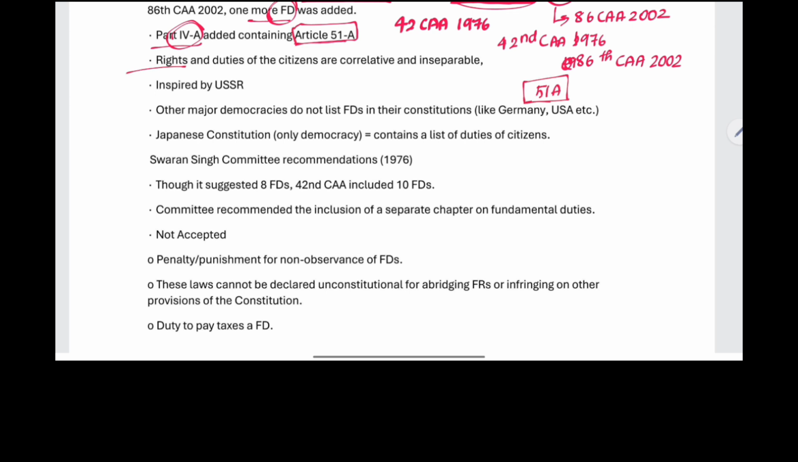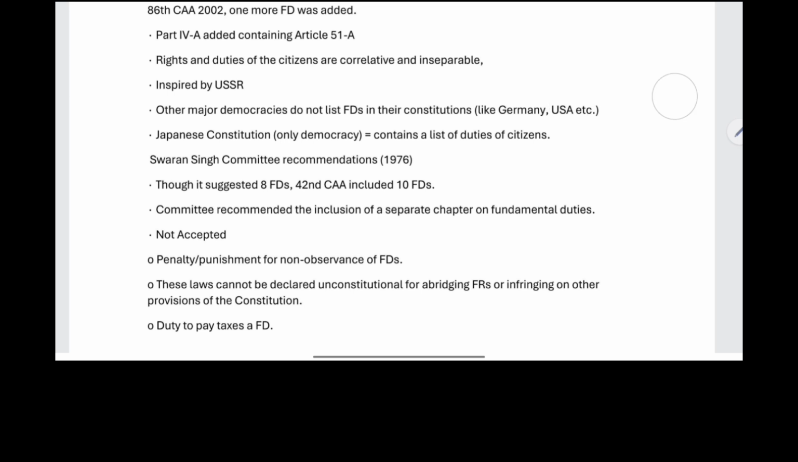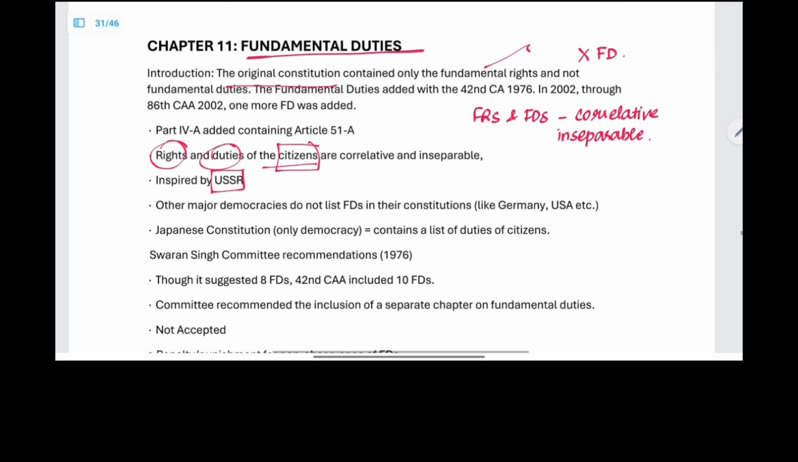The rights and the duties of the citizens are correlative and inseparable. This is an MCQ. We are correlating the fundamental rights as well as the fundamental duties. They are relative to one another and they are inseparable. Correlative and inseparable. They are inspired from the USSR.